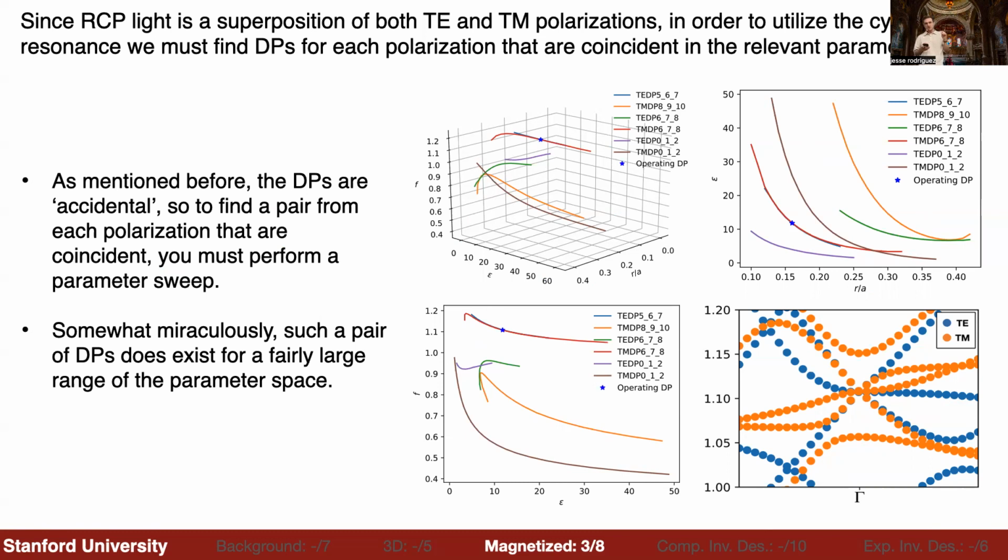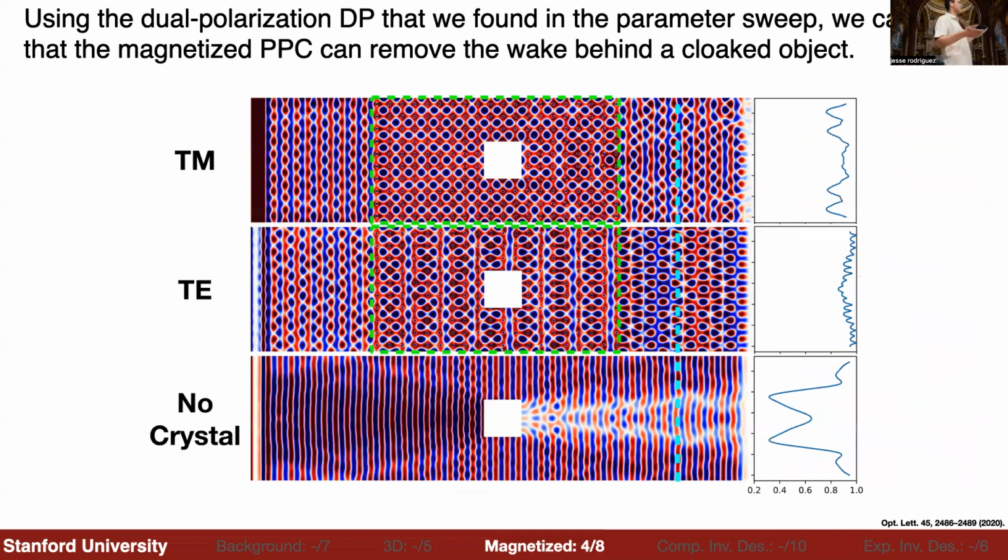And so we come up with a configuration of plasma density and magnetic field that allows us to hit these coincident Dirac points. And then sure enough, and again, these are higher order Dirac points, so the fields are not going to be as clean as the figure I showed you before. But even still, the magnetized plasma photonic crystal, for both polarizations, almost completely removes the wake behind the object, at least in intensity.